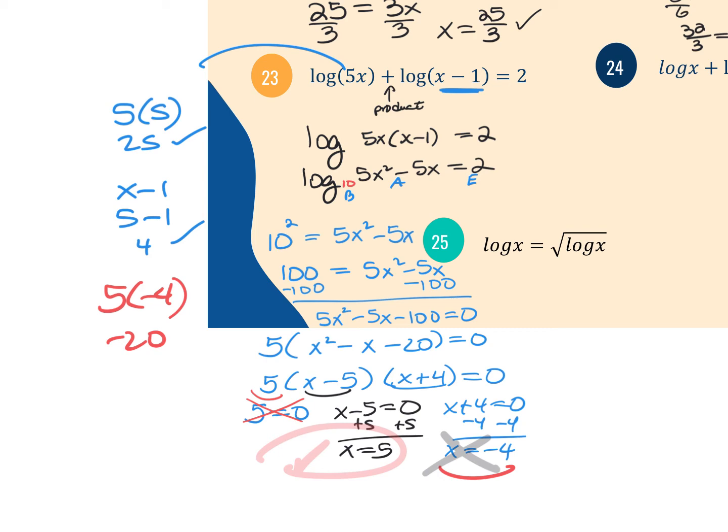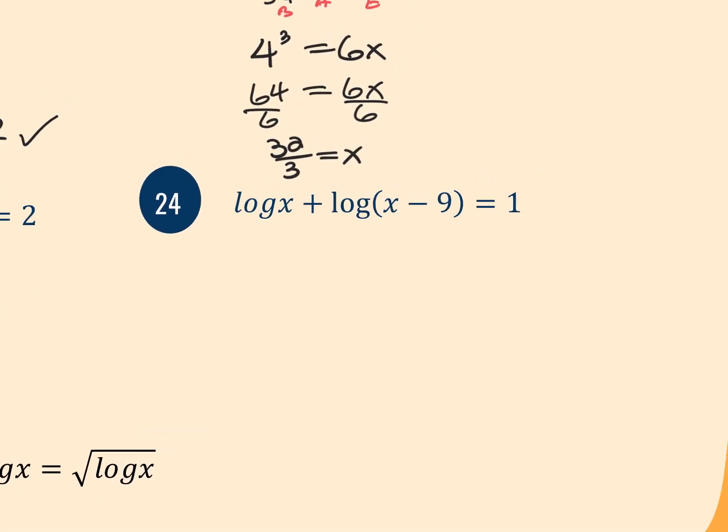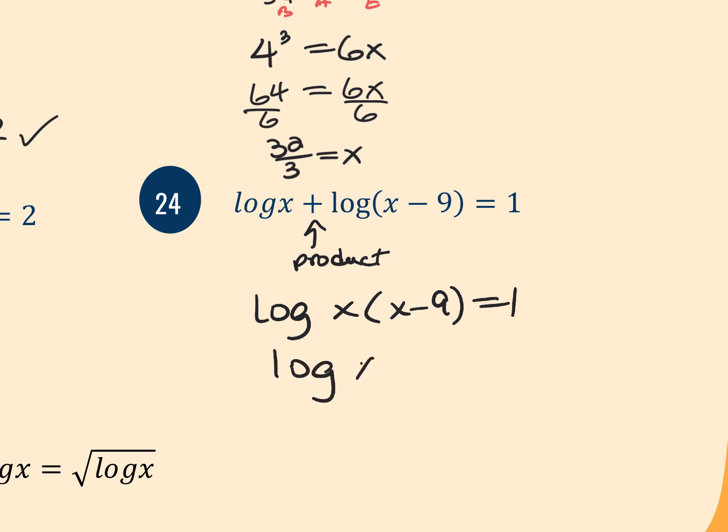24, we're going to do the same thing. We need to condense first. Now, this one I could actually do 2 different ways, but I'm going to solve it the same way I just did. I'm going to condense first. So the plus sign tells me I'm going to use that product property. So I'm doing log x times x minus 9 equals 1. I'm going to distribute. X squared minus 9x equals 1. Subtract the 1. Actually, I'm going to leave it like this because I'm doing BAE.